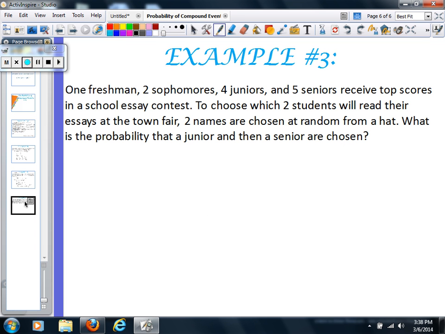Alright? So now let's look at this. You have 1 freshman, you have 2 sophomores, 4 juniors, and 5 seniors who receive top scores in a school essay contest. To choose which 2 students will read their essays at the town fair, 2 names are chosen at random from a hat. What is the probability that a junior and a senior, a junior then a senior, are chosen?